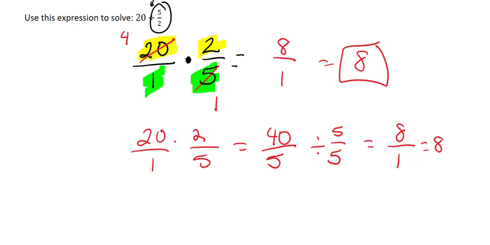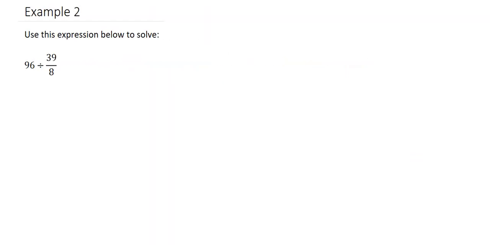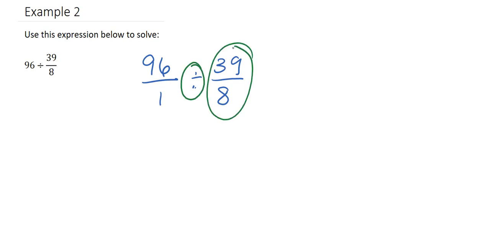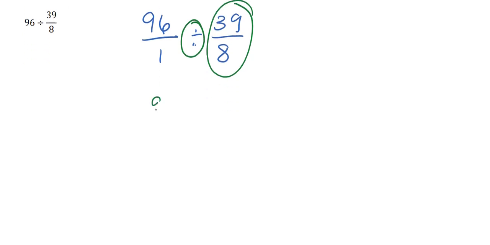So let's go ahead and look at the second example. Example 2, we're going to use the expression below to solve. So we're going to go 96 over 1. We're going to actually just leave it as division for now. And then we're going to change this to multiplication and take the reciprocal of this one. So that leaves us with 96 over 1. Now we're going to multiply, but we have to take the reciprocal.